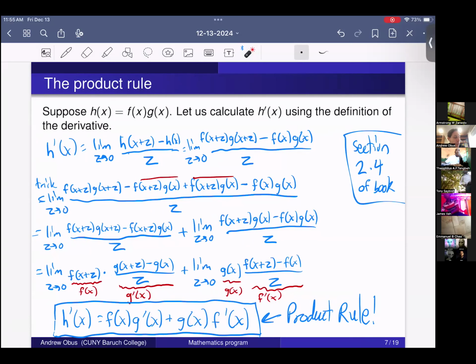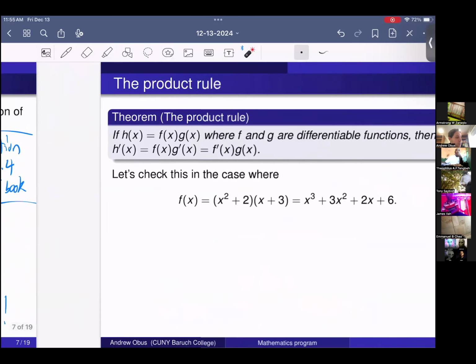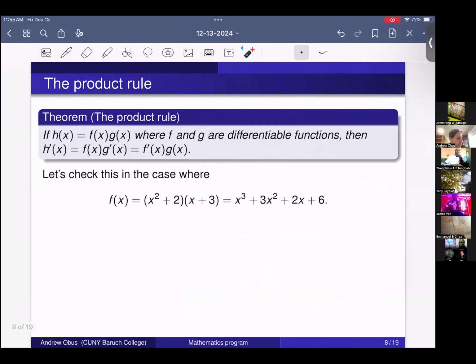And we can use this to evaluate derivatives. So here I'm just repeating this. This says the product rule: if h of x is f of x times g of x, where f and g are differentiable functions, then h prime of x is, oh, that shouldn't be an equals, that should be a plus. Then h prime of x is equal to f of x times g prime of x plus f prime of x times g of x. This is the same formula that I wrote on the sheet last time.